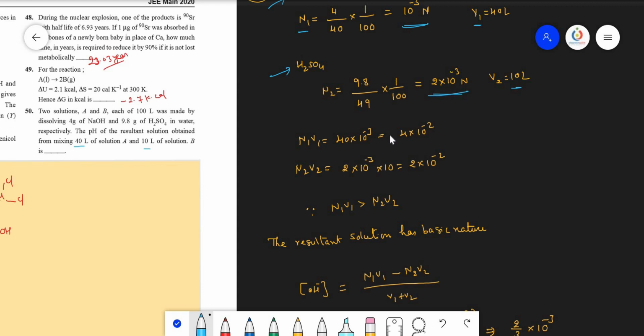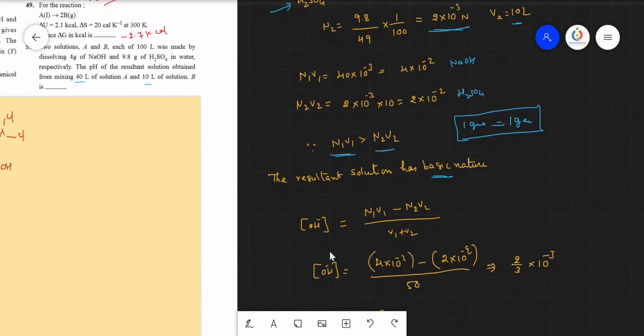So the number of equivalents of the first solution, NaOH, is more than the number of equivalents of H2SO4. The compound with more equivalents gives the resultant solution the same nature. Since N1V1 is more than N2V2, the resultant solution has basic nature, because we know that 1 gram equivalent weight of one compound combines with 1 gram equivalent weight of the other compound. I have made a complete video on equivalent mass. You can please check it. I will give the link in the description box.